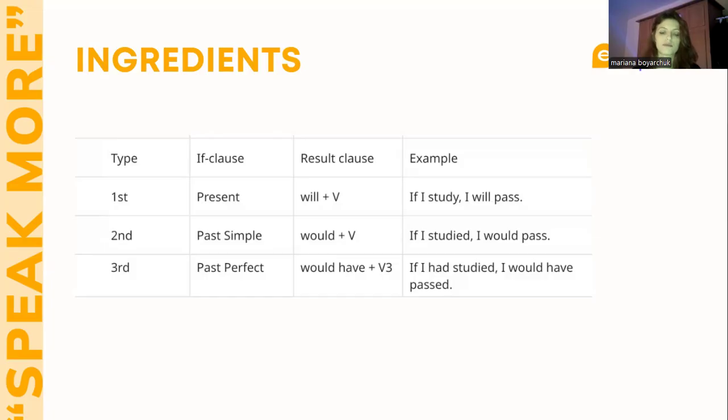Third type. The if clause consists of past perfect and then the result clause has would have plus the third form of the verb. If I had studied, I would have passed. If I had studied, past perfect, and I would have passed, would have, and past participle, the third form of the word pass.